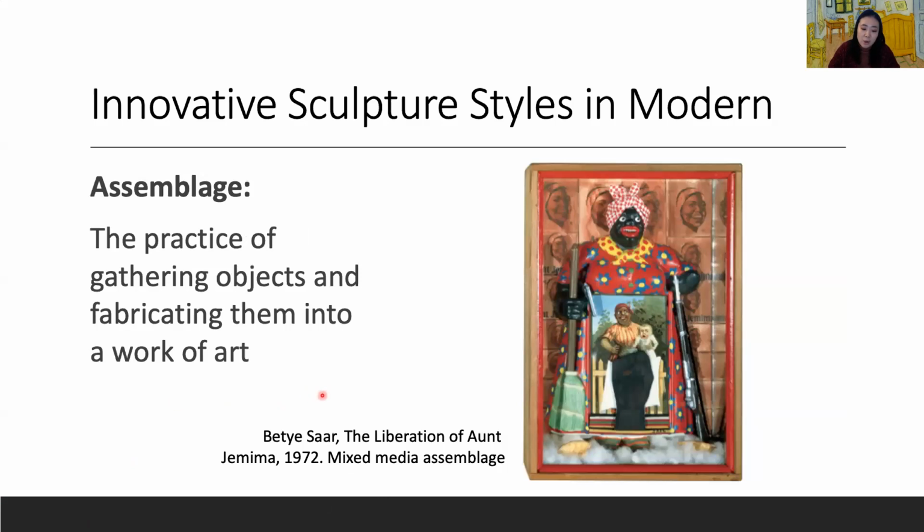And the next new sculpture style is assemblage. The practice of gathering objects and fabricating them into a work of art is called assemblage. The gathered objects, sometimes called found objects, are repurposed so that they support the visual ideas and compositions of the artist.